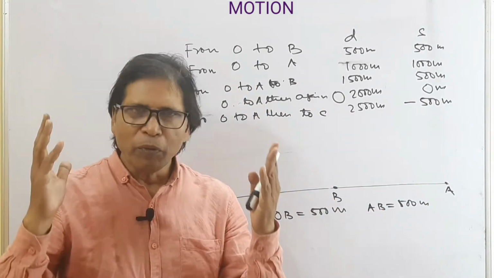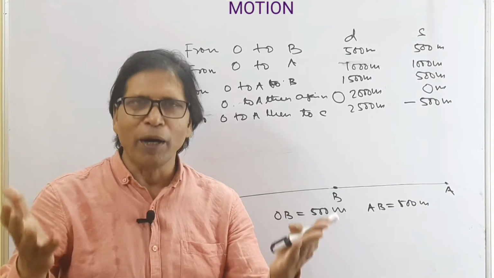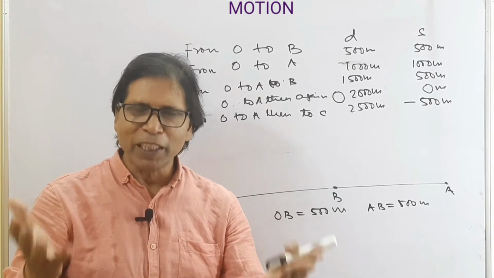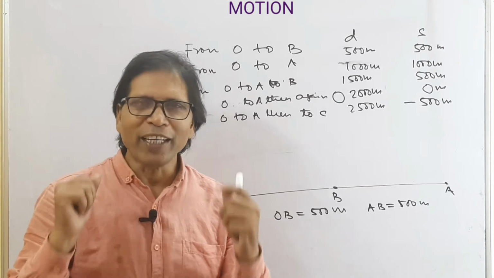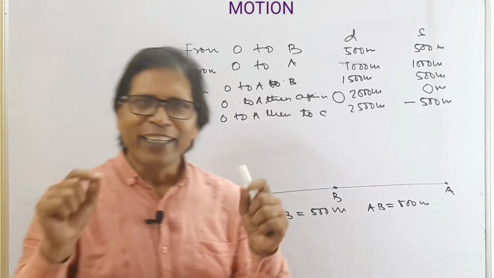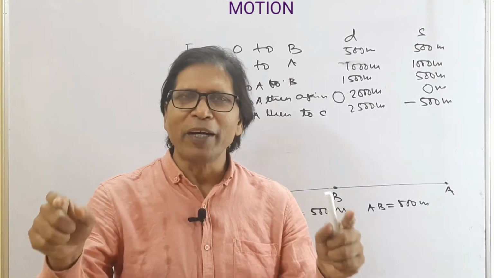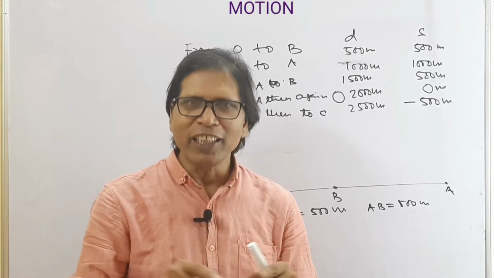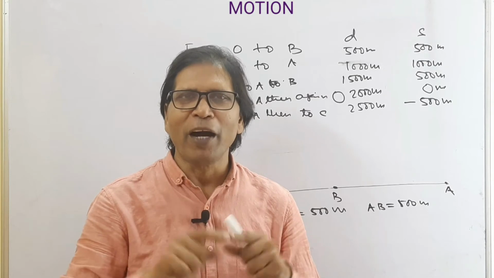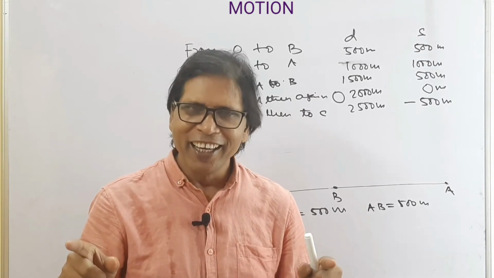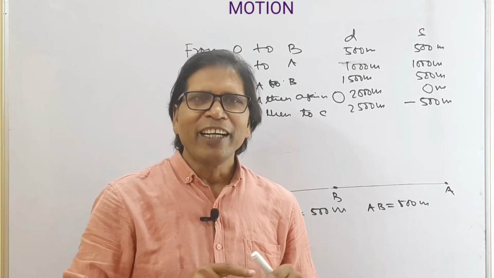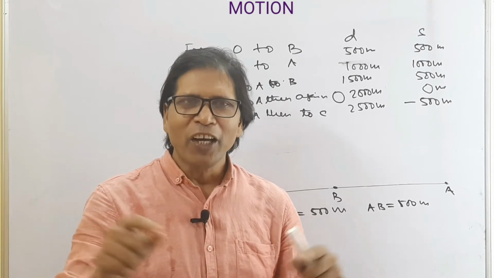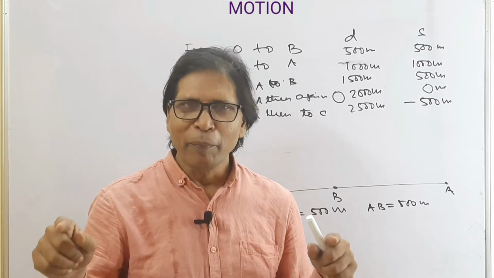Okay. Understood? From this discussion, we sum up the difference between displacement and distance. Look at this. First of all, distance is the path length traversed by a body. And displacement is the shortest distance between the initial and final point. Okay. Next, distance is a scalar quantity, whereas displacement is a vector quantity.